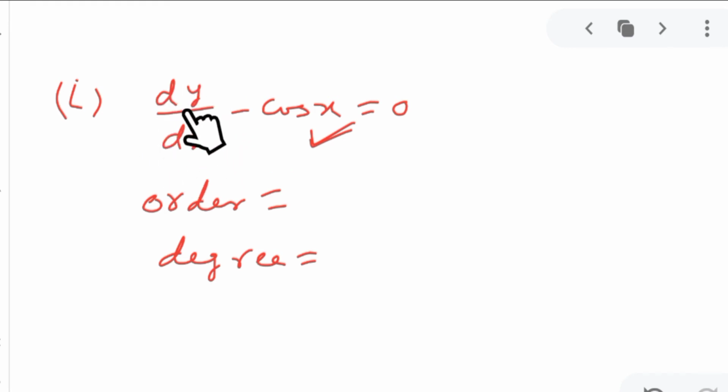So first, the order is 1 and the degree of this term is 1 only. No power means 1. Okay, so the degree is 1. So order is 1, degree is 1. Okay, this is the first question.